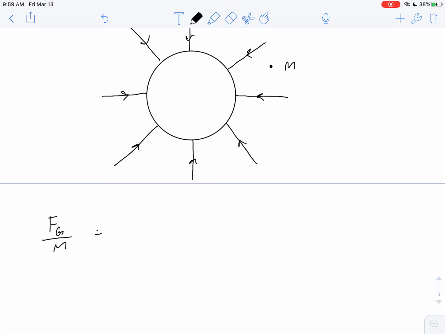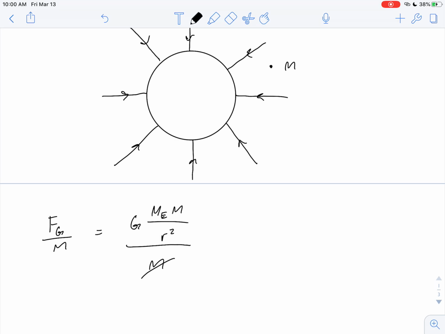Okay, and so basically what we're looking at is the force due to gravity per mass m. And if I plug that into the universal law of gravitational force formula, we have big G mass of Earth times some mass m over r squared, and then divide that by the mass m.